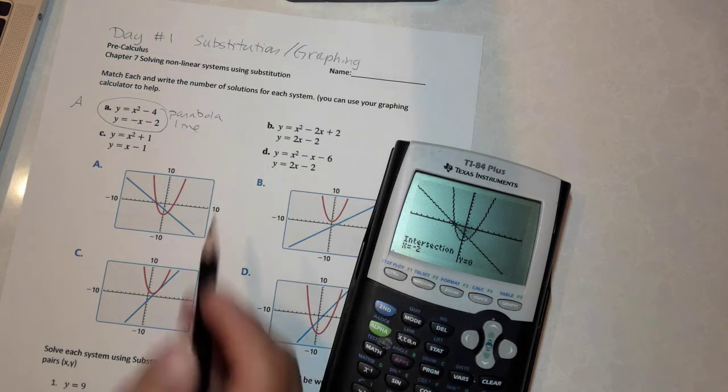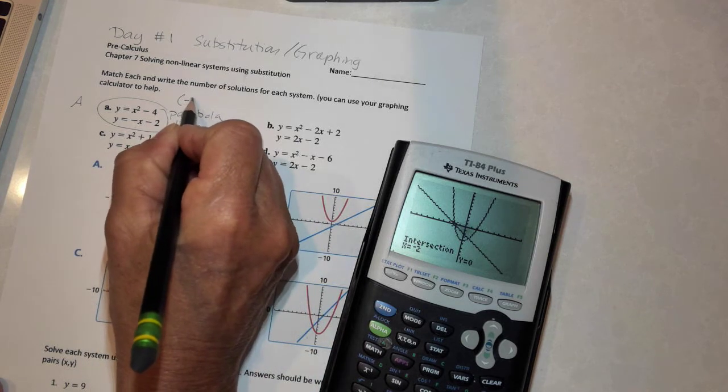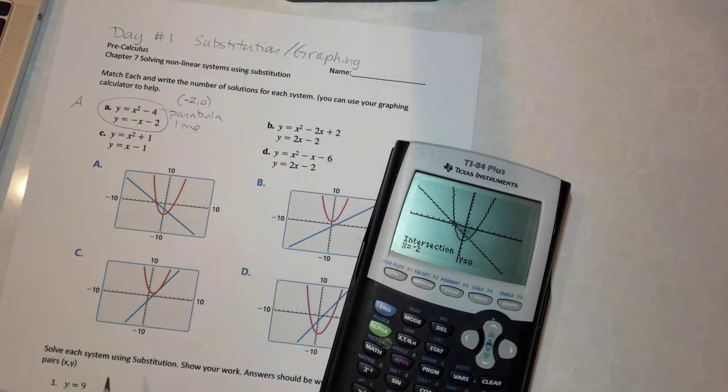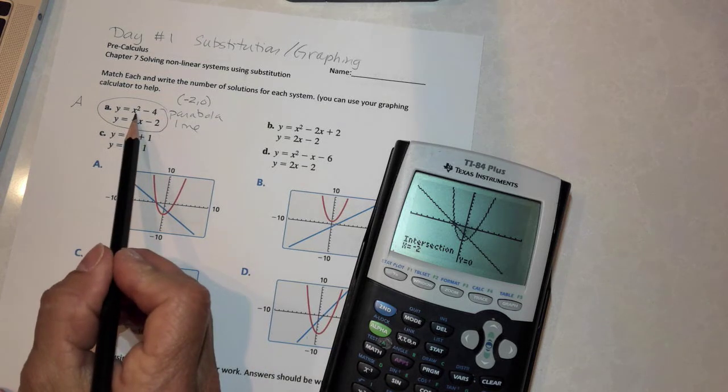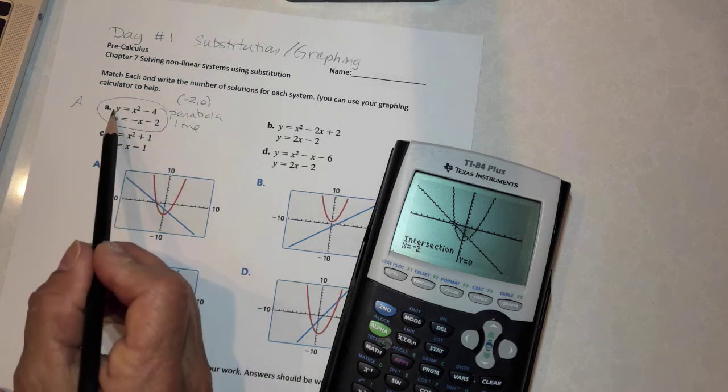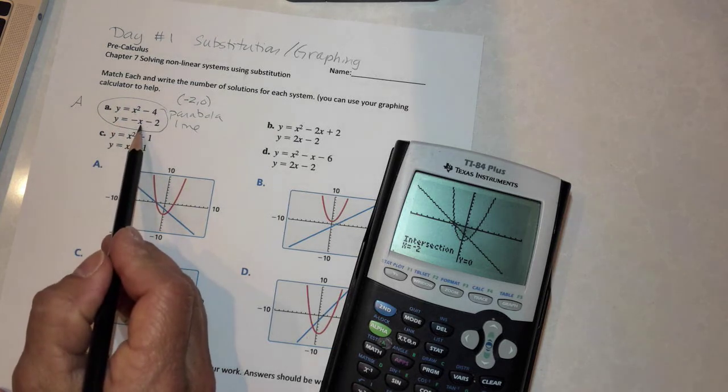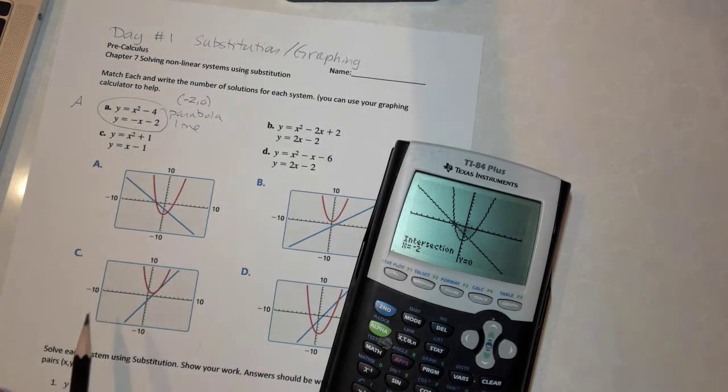Then across the bottom, I can see that those two cross at -2, 0, meaning that's one of my solutions. So if I put a -2 in here, squared it, subtract 4, I'd get 0. If I put a -2 in here, I'd get 0 as my y as well.